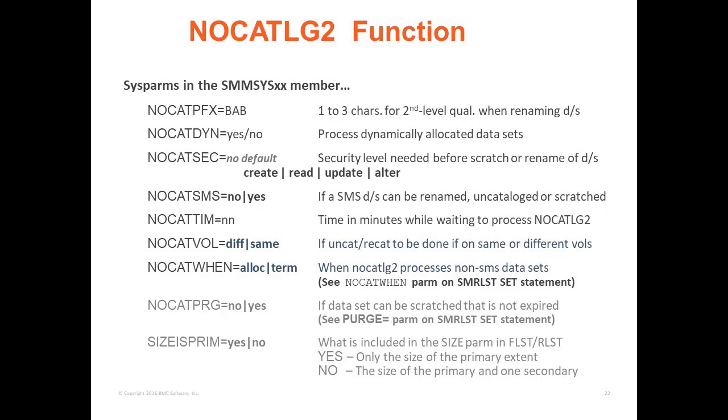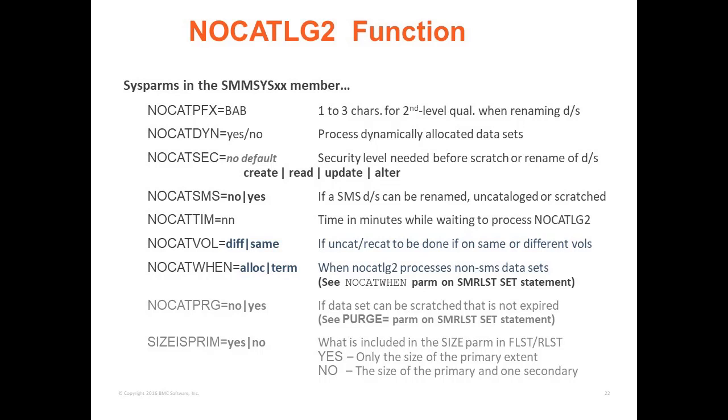The NOCATLG2 function is one of the few functions that provides global system parameters that are used during recovery actions. Some have default values, which are fine to use as is, while others do not and must have something coded in order for the function to work properly for the actions requested. The NOCAT_PFX is the 1 to 3 character second qualifier that will be used when the rename option is used on the RLST set statement.